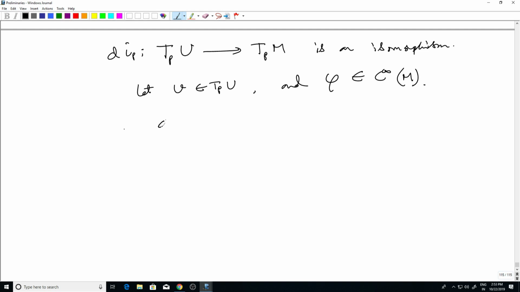Then by definition, DI_p of V acting on phi is supposed to be V of, well, first I go via I and then phi of I. So this map phi composed with I is nothing but the restriction of phi. Phi is defined on all of M, but I'm just restricting it to this open set U, and then I take the directional derivative along V.